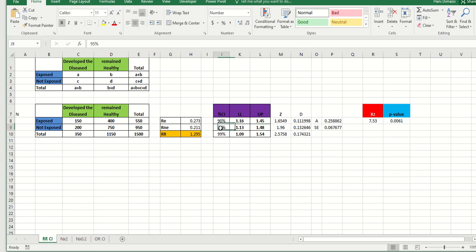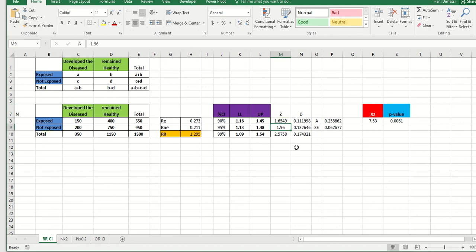If I calculate a 95% confidence interval, I'm going from 90 to 95 to 99. Obviously, I'm gaining on confidence, so I'm going to lose on precision, and my interval is going to get wider. Therefore, if you look at the interval, 1.16 is going to drop to 1.13, 1.45 is going to go up to 1.48, and finally 1.09 to 1.54. Now, over here you have the test value.